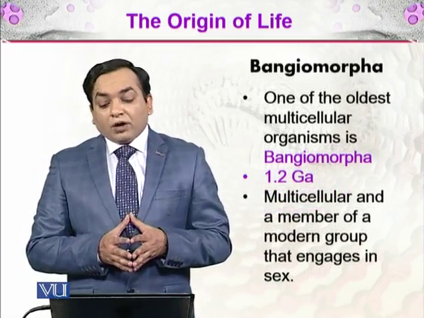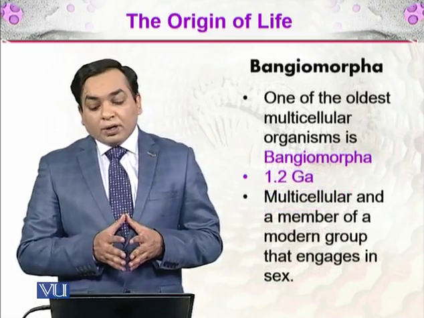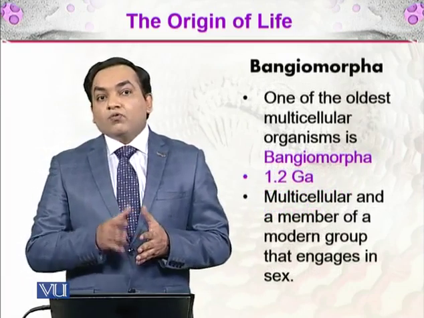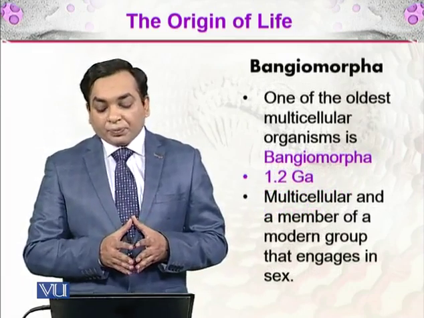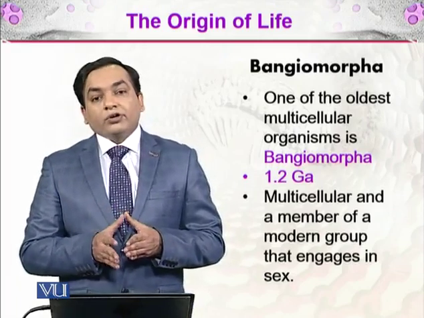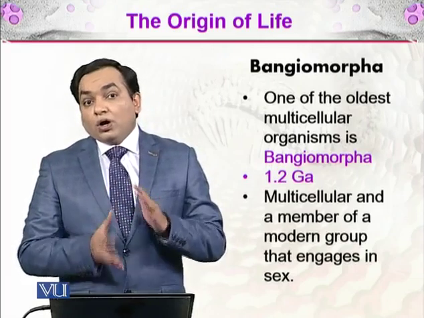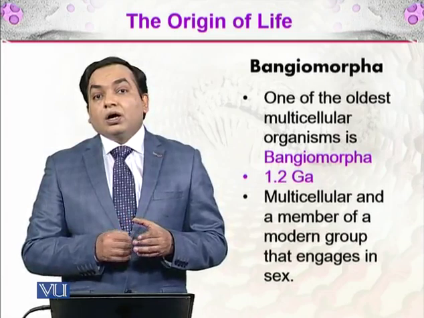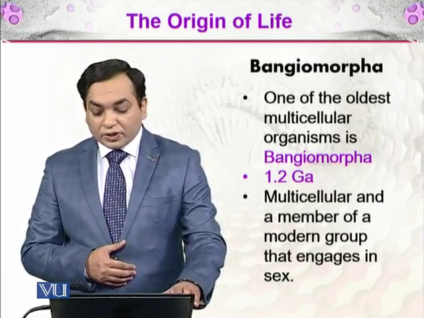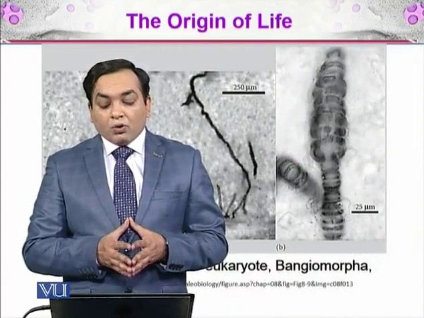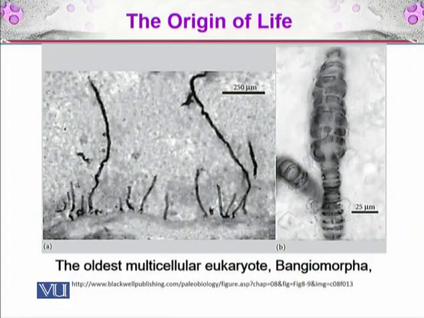The Bangiomorpha is one of the oldest multicellular organisms that was present almost 1.2 giga-annum ago. It is multicellular and a member of a modern group that engages in sex. So you see that this is one of those organisms which is oldest as well as multicellular. And here you can see the diagram of the oldest multicellular eukaryote, Bangiomorpha.